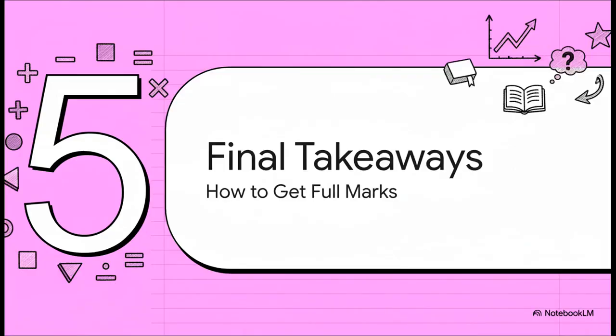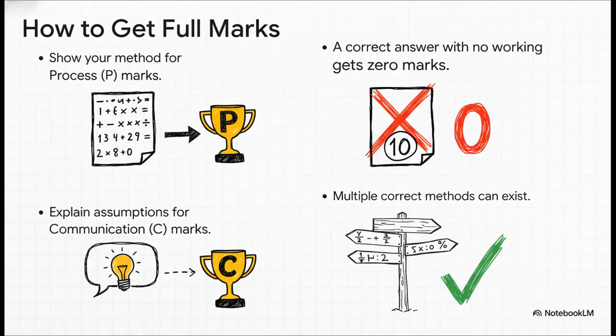All right, we've gone through question 18 from top to bottom. So let's wrap this up and boil it all down to the key things you need to remember for your exam. Just remember these 4 things. 1. Always show your method. That's how you get those P marks. 2. An answer with no working is worth 0. Zilch. Nada. 3. Think about the real-world story behind the numbers to get those C marks for your assumptions. And 4. Don't forget, there can be multiple right ways to start a problem. So if your method is logical, be confident with it.